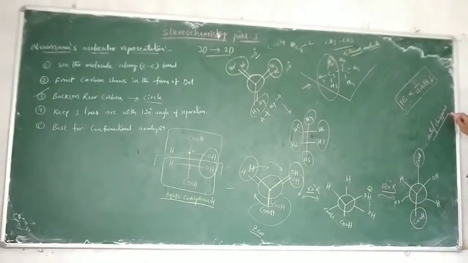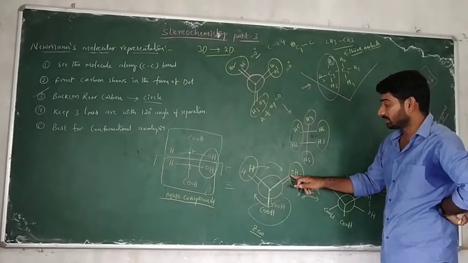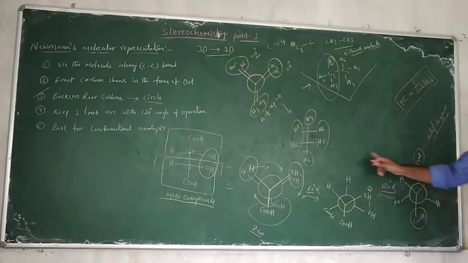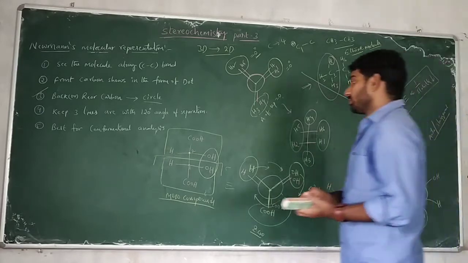That's why, in most conformations, the staggered form is more stable. Why? Because the bulky groups are far apart from each other. So like this, you can do any kind of rotation. If you know the angle of separation between the groups, then you can easily perform any kind of rotation. Next, one more example we will see.